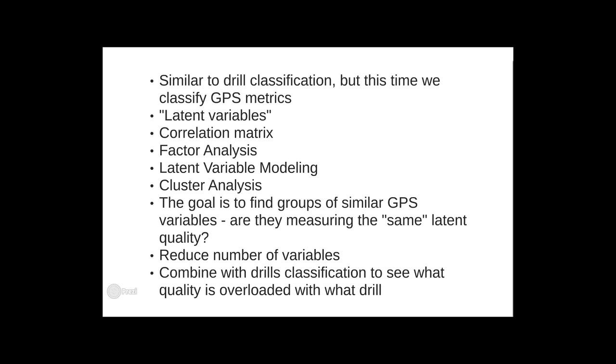We also want to combine the drills classification with metrics classification to see whether the drills or drill types overload different latent variables. So, for example, we might have drills that overload time spent in a high velocity zone. We might have drills that overload change of direction, or we might have drills that are very much overloading the deceleration.